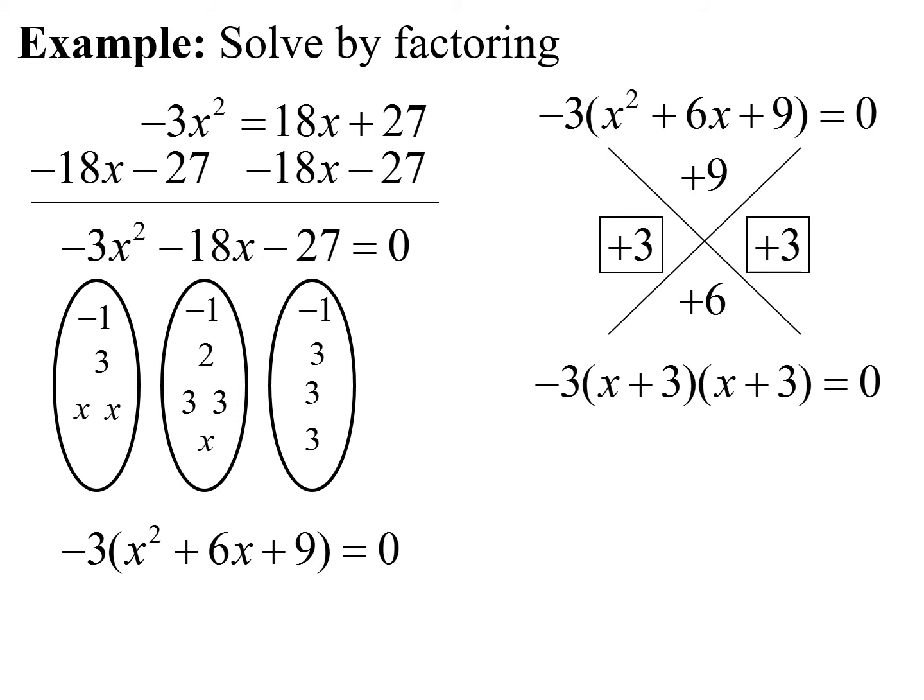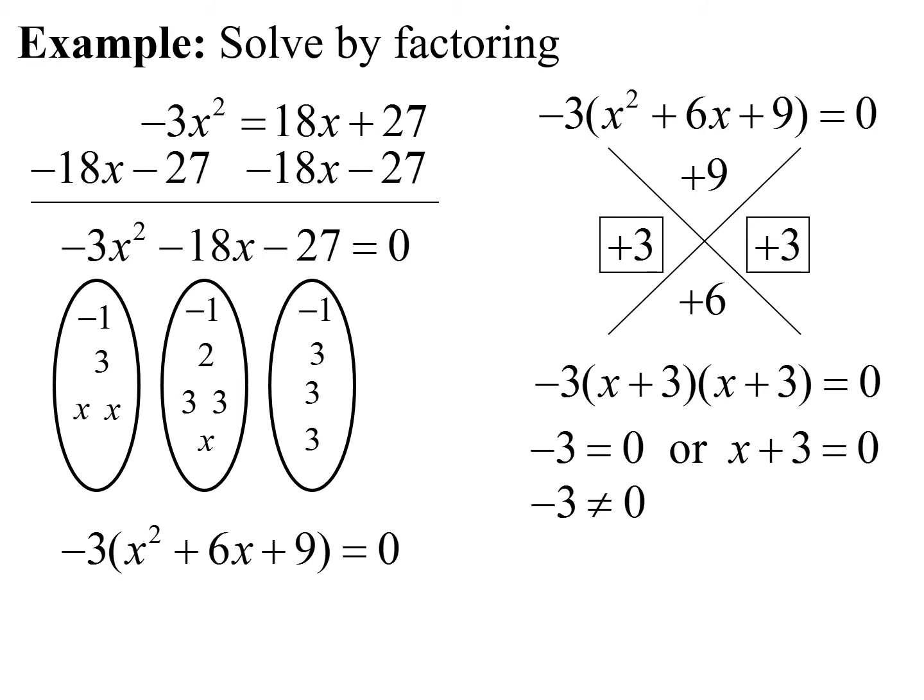So my zero product property, I actually have three options. I have negative 3, x plus 3, and x plus 3. Now my x plus 3 is really the repeat, so I'm going to look at two parts. Negative 3 equals 0 or x plus 3 equals 0. Now negative 3 does not equal 0, so that doesn't tell me anything about my x value.